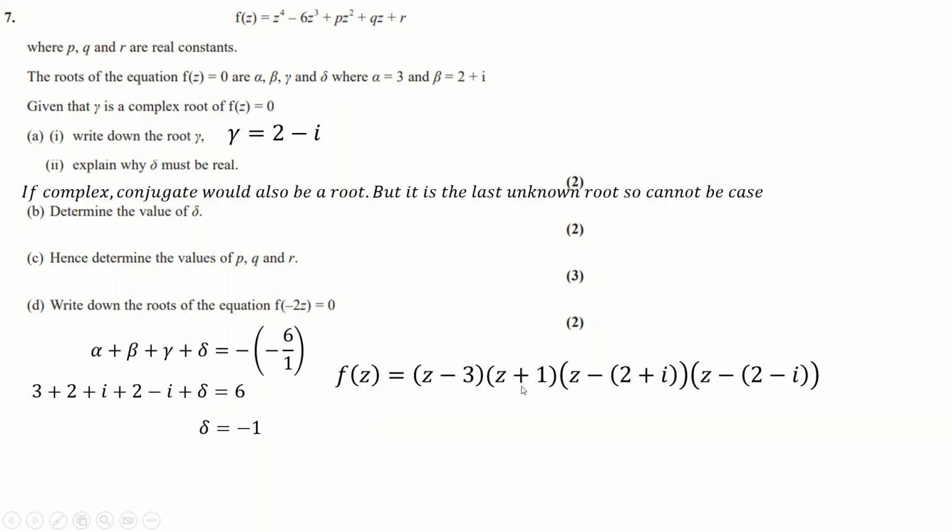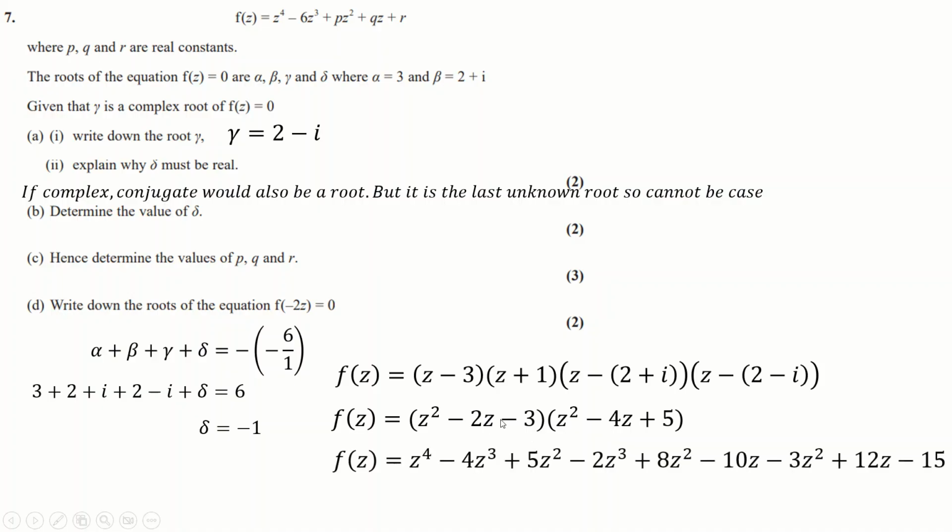So this is the root 3, this is the root minus 1, and these are the other 2 roots. And now expanding out this is very easy. Expanding out this a little bit more tricky, but hopefully you've practiced stuff like that before. You can verify that it's this, and then of course expand these 2 out as well. You get this, simplify it up, we get this. And so therefore p is 10, q is 2, and r is minus 15. Probably the easiest way of doing that.